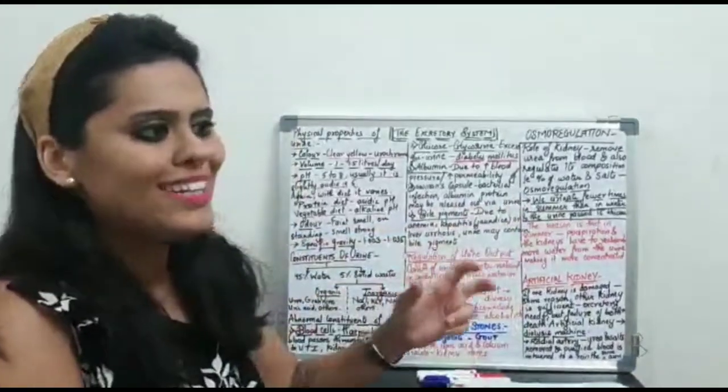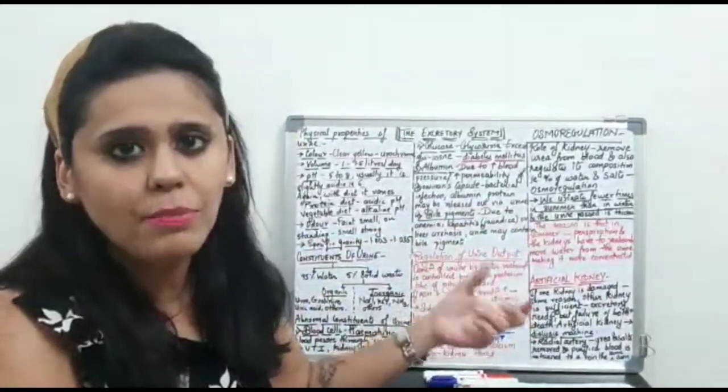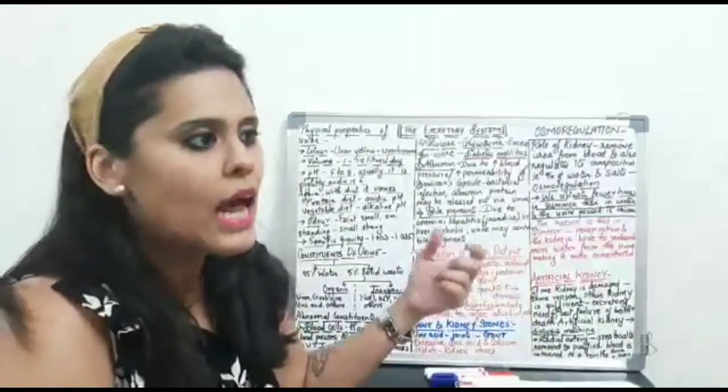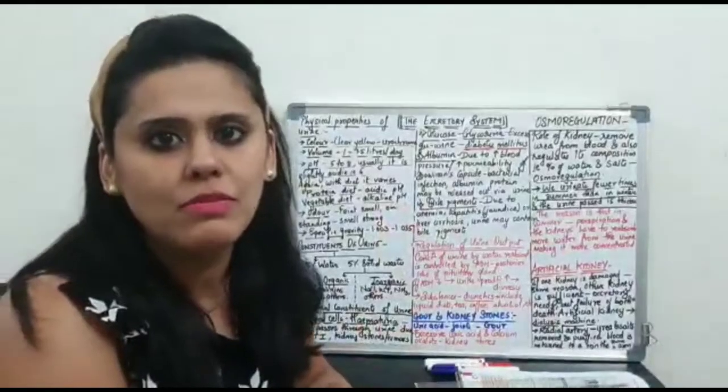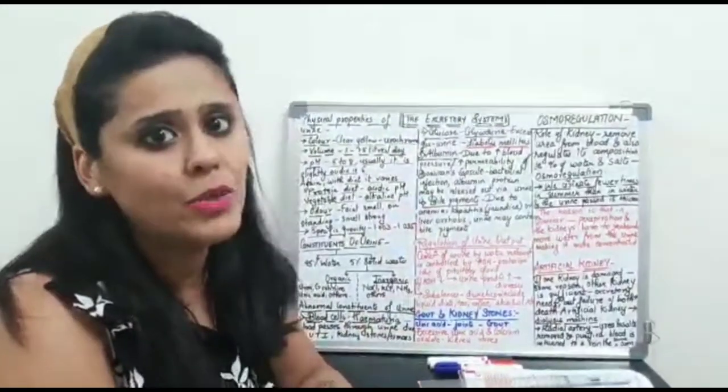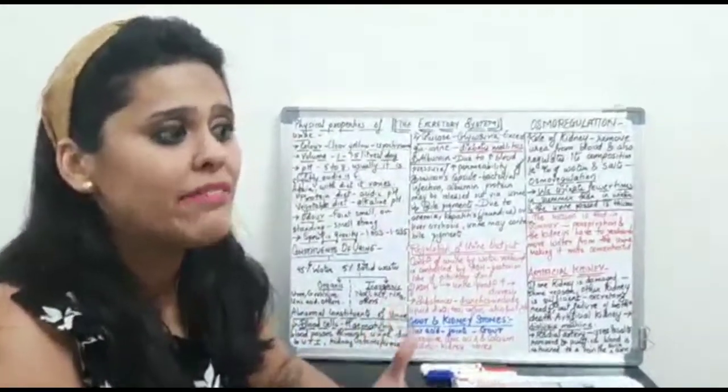So when your urine is tested and it shows the presence of albumin, how is it diagnosed generally? Pain while urination. People suffer pain while urination. Why? Because albumin is a heavy molecule.